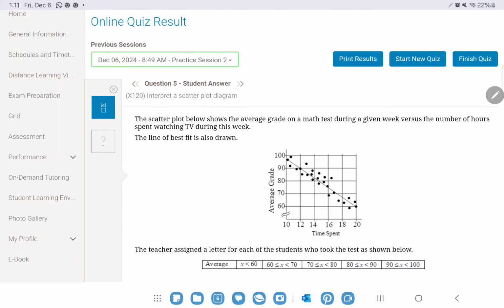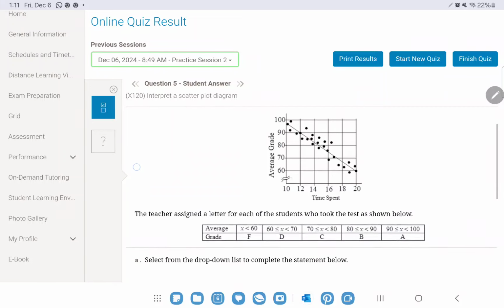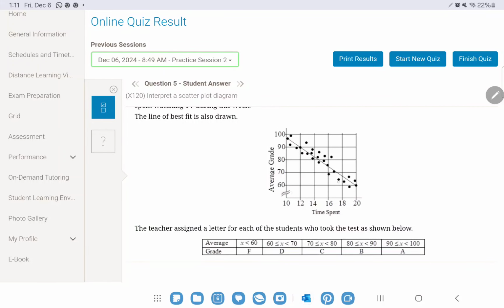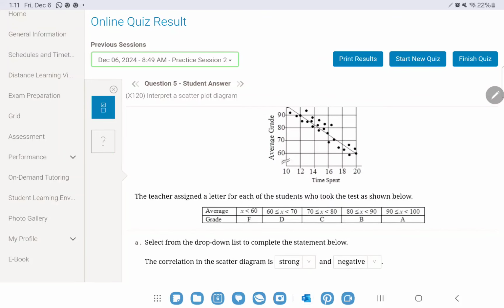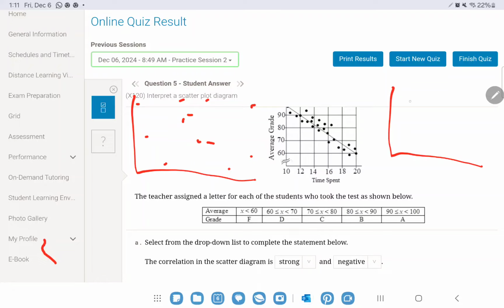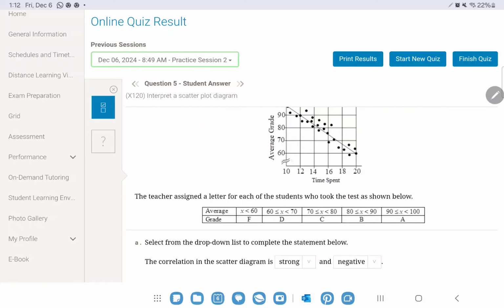Okay, for this question we have a scatter plot. So what we know about scatter plots is that here they're gonna give us the best fit line. Now let's see what they want. The correlation in the scatter diagram is strong and negative. What does strong mean? Strong means that all your points are surrounding this line. A weak correlation would be like this. But a strong correlation would be like this, where they're all in the same place. So here, since they're all in this area, it's a strong correlation.